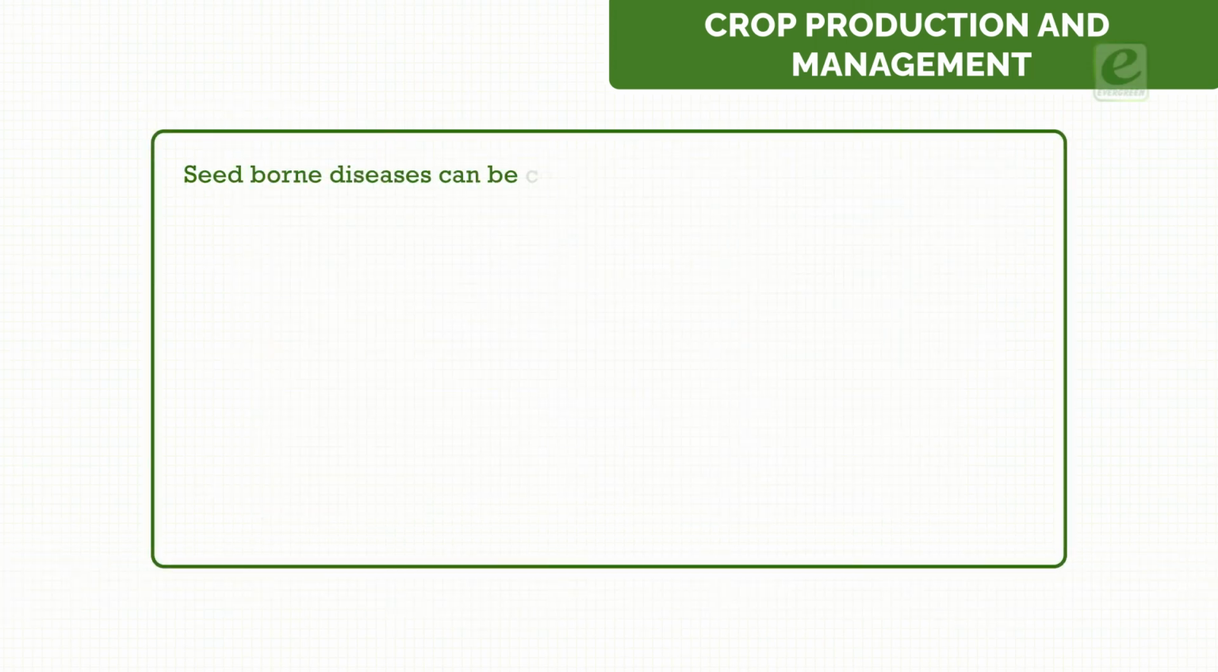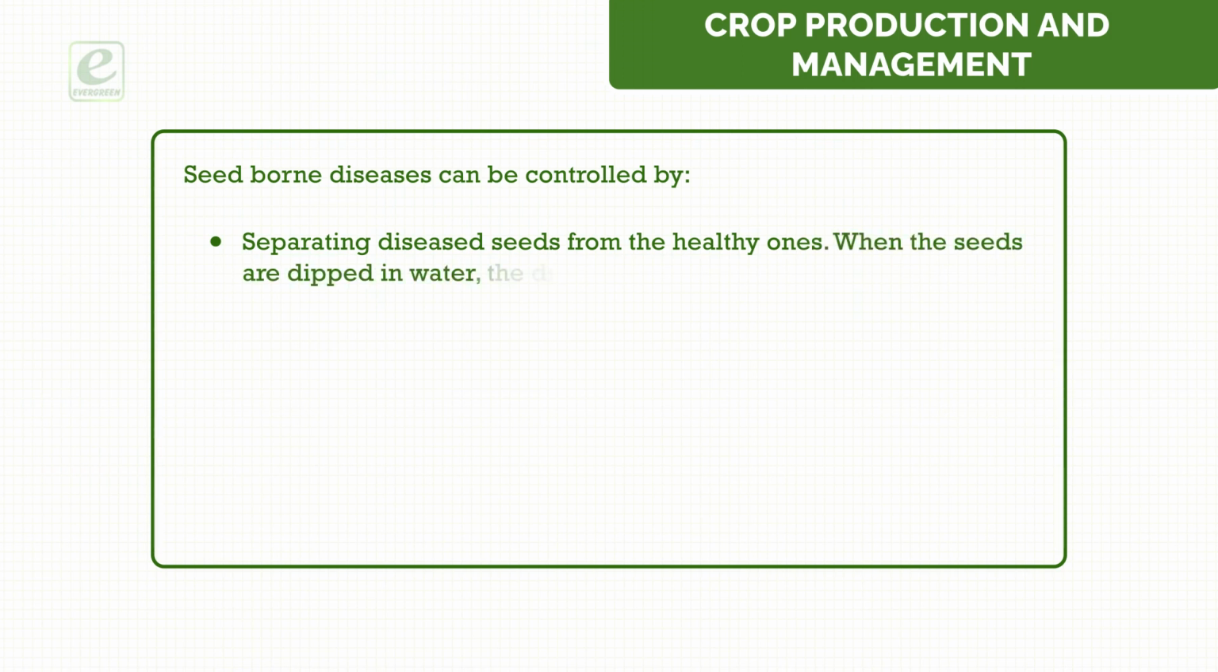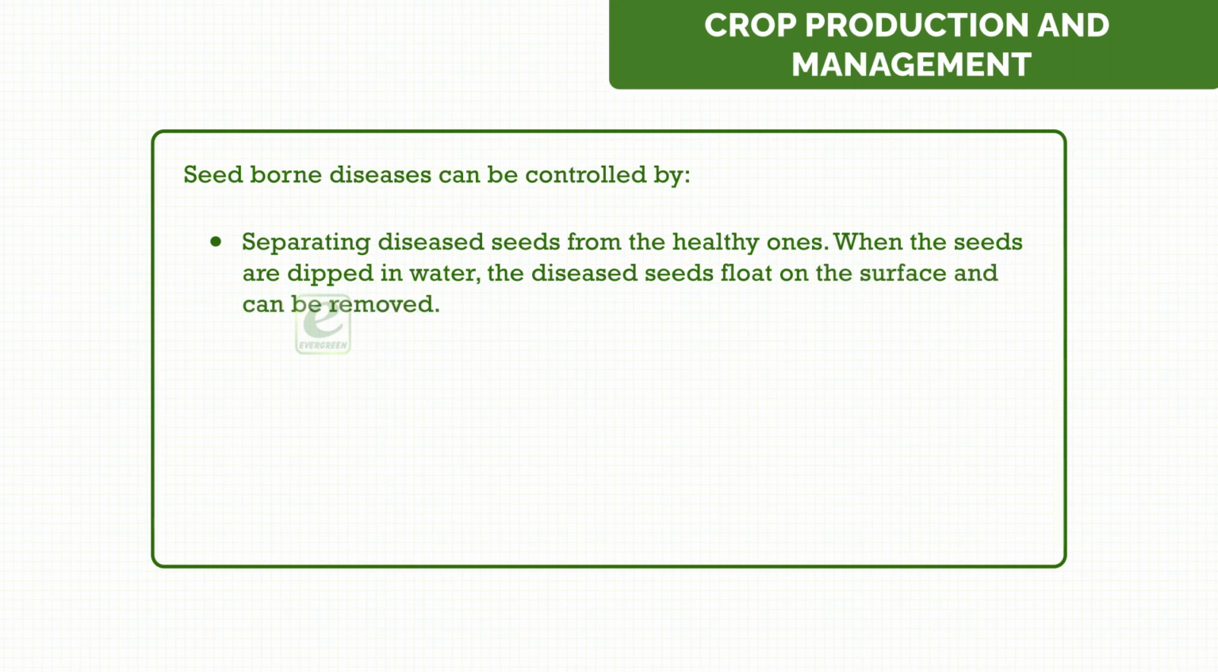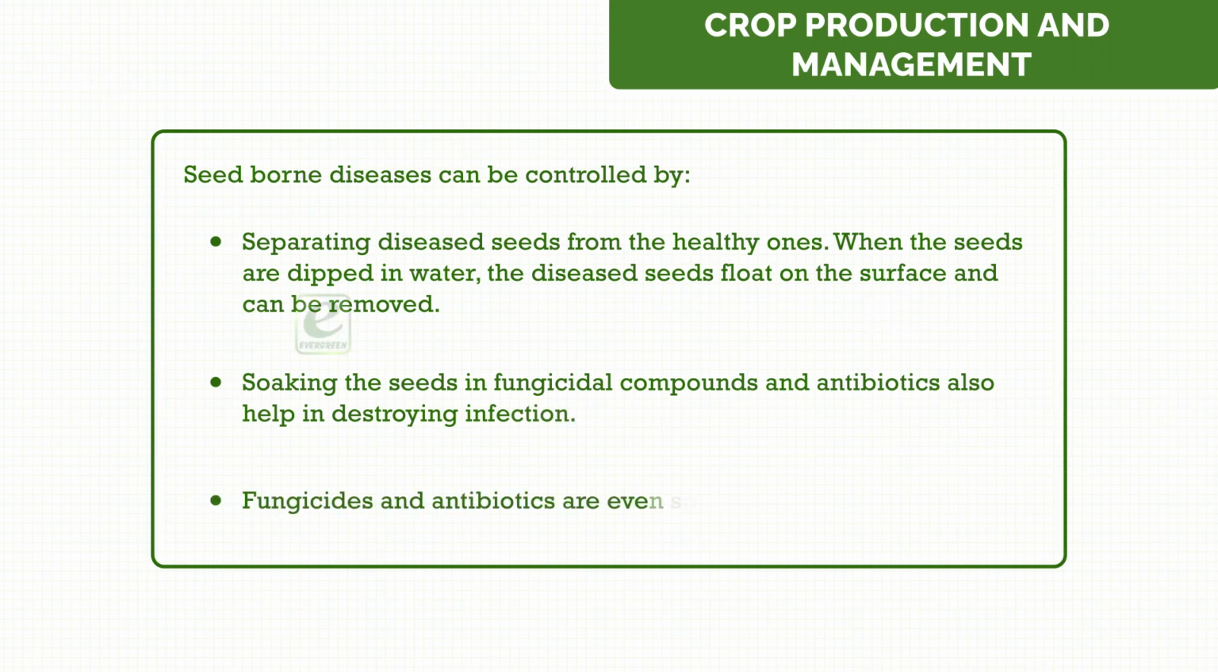Seed-borne diseases can be controlled by separating diseased seeds from the healthy ones. When the seeds are dipped in water, the diseased seeds float on the surface and can be removed. Soaking the seeds in fungicidal compounds and antibiotics also helps in destroying infection. Fungicides and antibiotics are even sprayed on the standing crop.